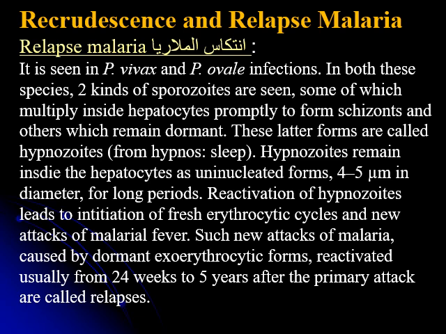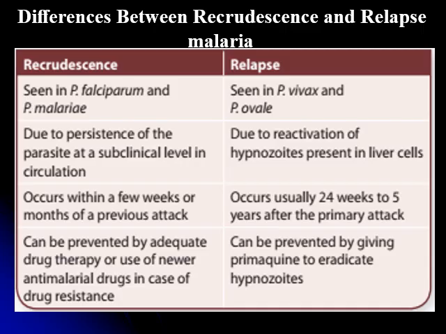Such a new attack of malaria caused by a dormant exoerythrocytic form, reactivated usually from 24 weeks to 5 years after a primary attack, we call relapse. So we have radical treatment for relapse malaria to kill the hypnozoite dormant forms. As we see, recrudescence and relapse are renewal of infection without a new infection, due to different reasons. This table differentiates between recrudescence malaria and relapse malaria.